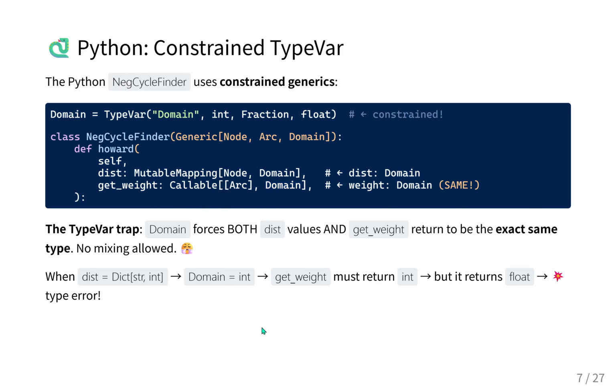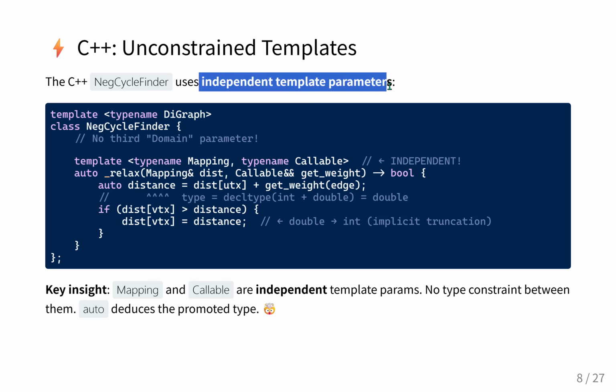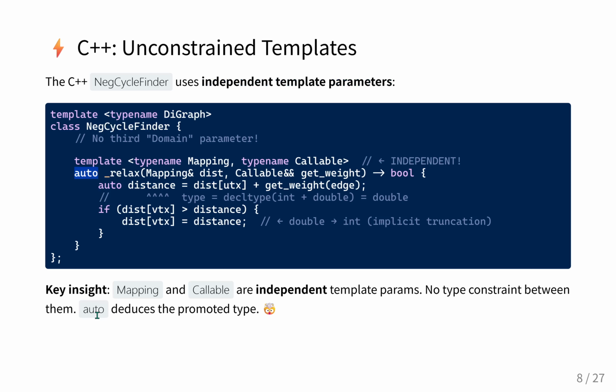Completely. The parameters for the different functions, like mapping and callable, are completely independent. Plus, C++ has this feature called auto deduction where it just looks at the data and figures out the best way to handle the types on the fly. It just figures it out. Yeah, it doesn't force a relationship where none needs to exist.